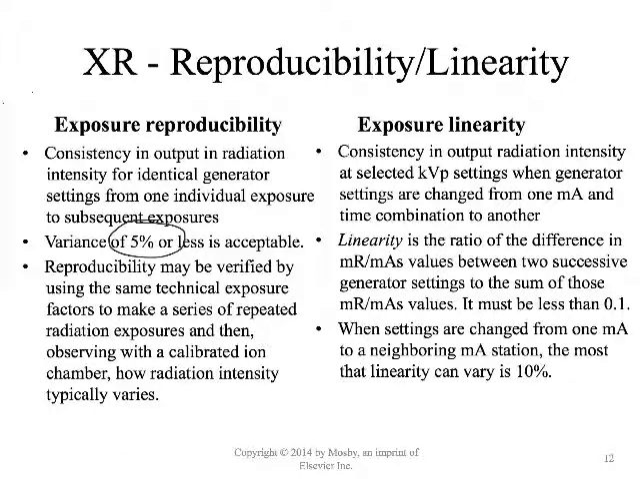Linearity has to do with altering the MA settings and making different exposures at different technique levels, right? So when the settings are changed from one MA to the neighboring MA station, the most that this can vary linearly is 10%. So reproducibility is the same exposure over and over again. It should not vary in its amount of radiation by more than 5%. Linearity is if I'm changing the MA station but making the same exposure at different MA stations. It should not vary by more than 10%.